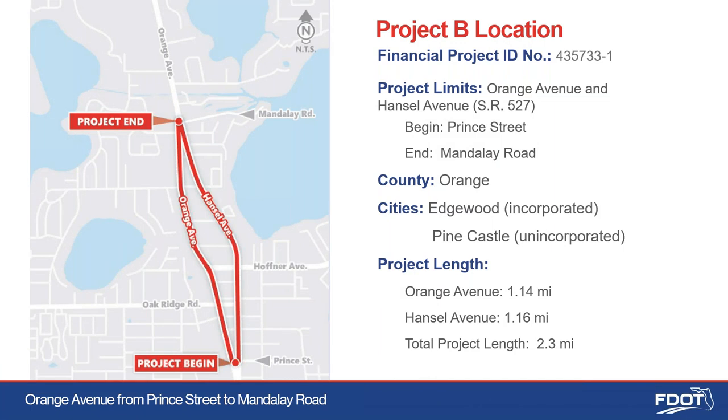Great. Thank you, Eric. So Project B begins at Prince Street in the Pine Castle neighborhood and ends at Mandalay Road in the city of Edgewood. The roadway in the northbound direction is named Hansel Avenue, and in the southbound direction is named Orange Avenue. The project length along Orange Avenue is 1.14 miles, and along Hansel Avenue is 1.16 miles, for a total project length of 2.3 miles.